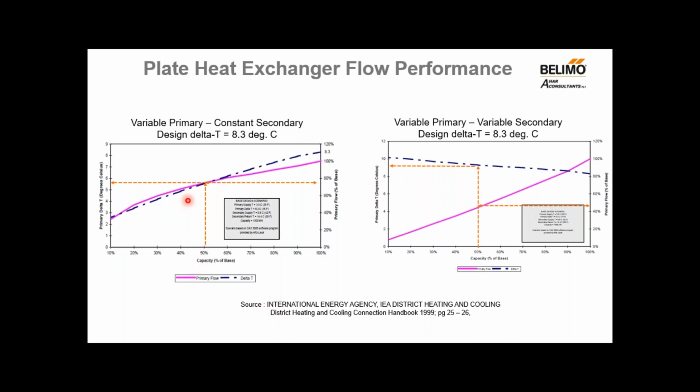At a building load of 50%, the required primary flow rate would be 75%, and the resulting delta T is 5.6 compared to the 8.3 Celsius design delta T. Now, if you take the same building load with variable flow in the customer side and also in the primary side, the required primary flow rate is only 45%, and the resulting delta T is 9.3 Celsius, which is even higher than the 8.3 C design.